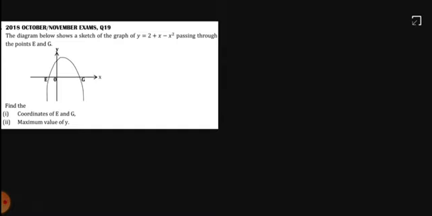So straight up, the diagram below shows a sketch of the graph y is equal to 2 plus x minus x squared passing through the points E and G. So you can see E and G there. Find the coordinates of E and G and find the maximum value of y.